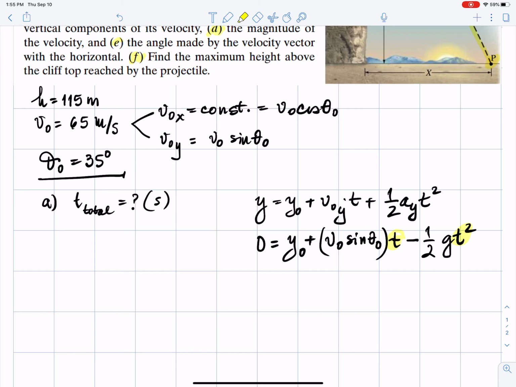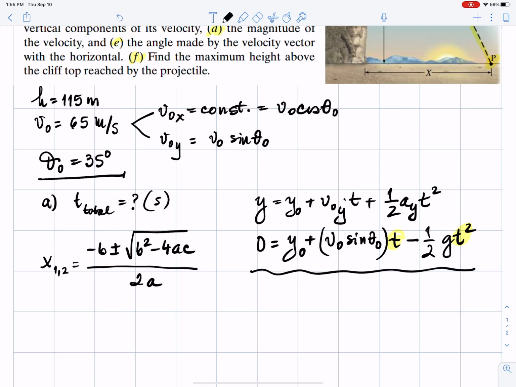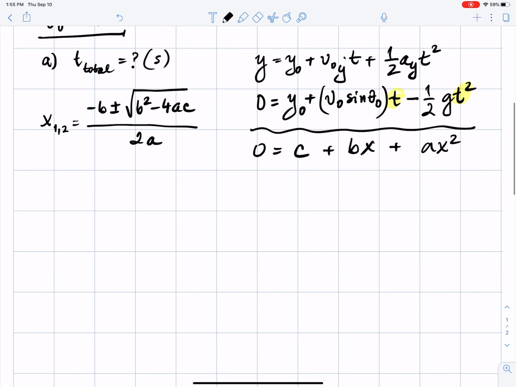So remember when you calculate the solutions for a second degree equation, x1,2 is negative b plus or minus the square root of b squared minus 4ac, divided by 2a. Remember that this is a second degree equation. So here you go, a x squared, here's b x, and here's c. Then it's easy for you to identify the coefficients.